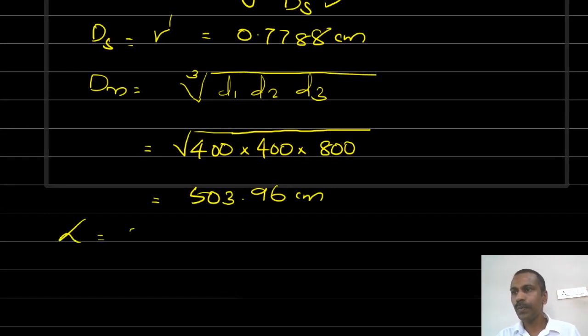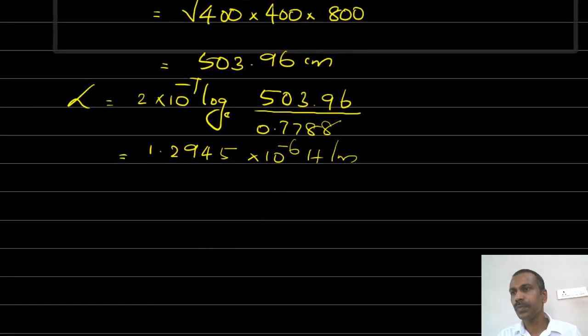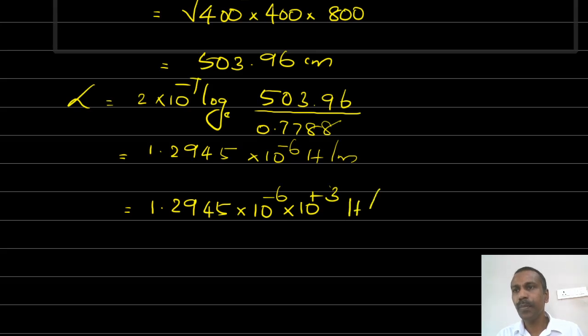So inductance is equal to 2 into 10 raised to minus 7 natural logarithm Dm, which is equal to 503.96, divided by Ds is equal to 0.7788, and this is equal to 1.2945 into 10 raised to minus 6 Henry per meter. We have to calculate the inductance per kilometer length. So it is 1.2945 into 10 raised to minus 6 into 10 raised to plus 3 Henry per kilometer.